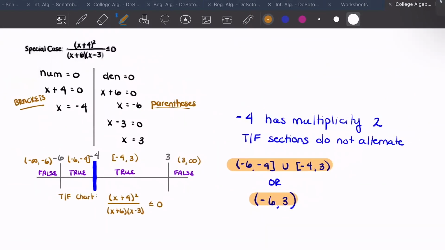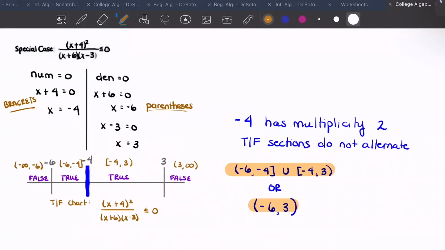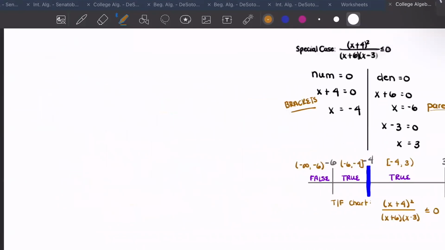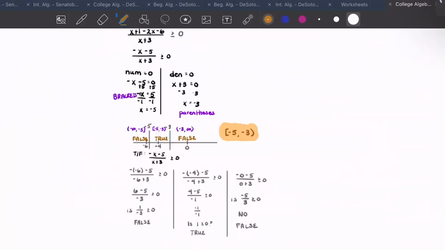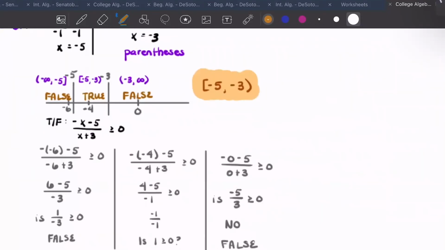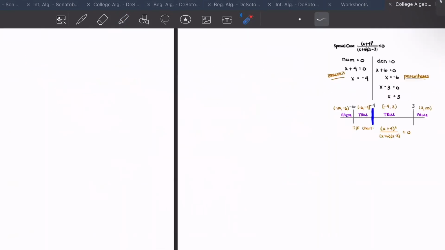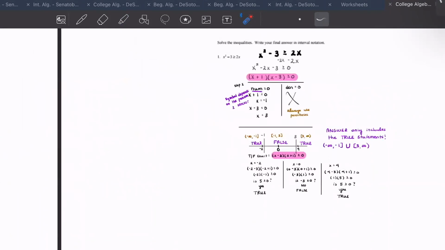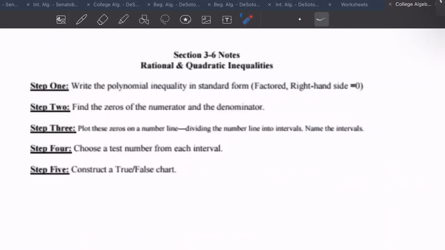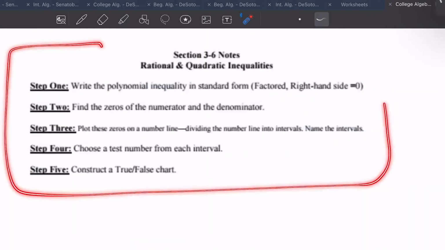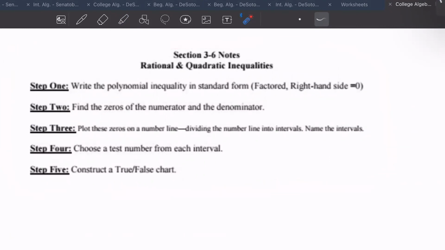All of the other instances are going to alternate, right? So that's a good way for you to check yourself. If you are working a problem where you don't have multiplicity, you should be alternating. So if you right here got false, false, true, you would know something was up here and here. Okay, so it's a good way to keep your stuff straight. Okay, but it all comes back to these 5 steps. Okay, and that's 3.6.